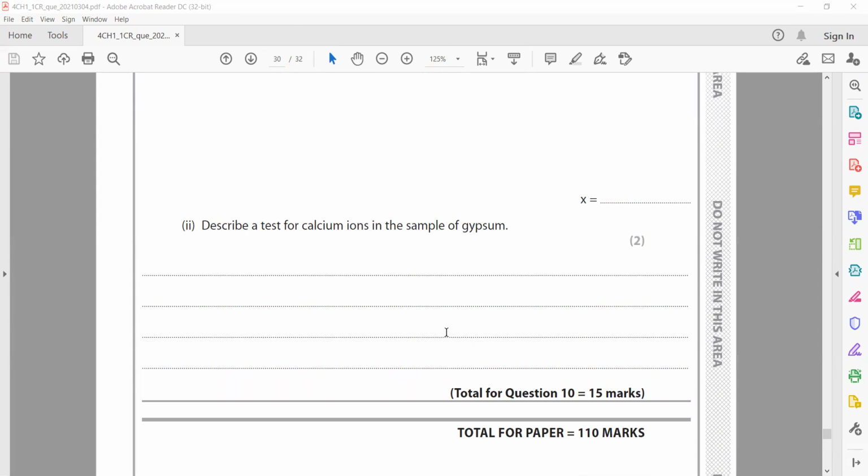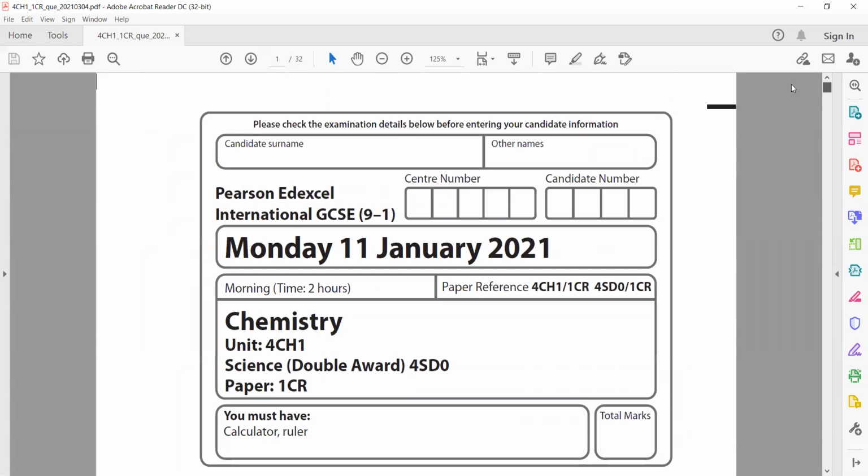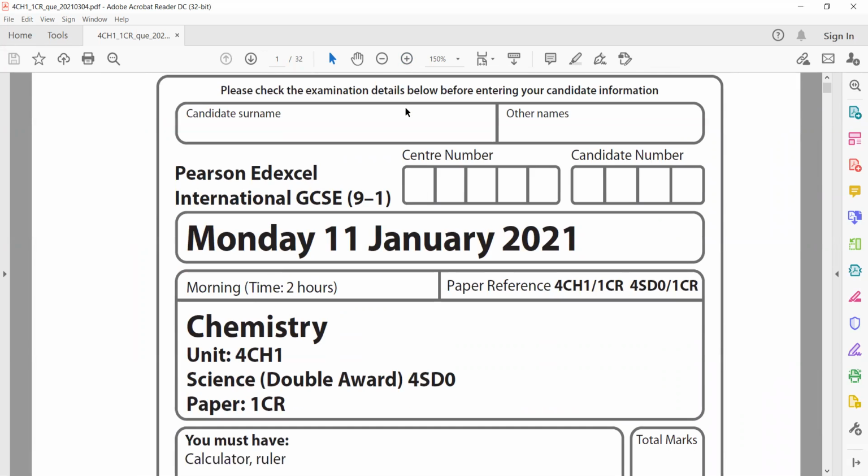Describe a test for calcium ion in a sample of gypsum. We can carry out a flame test. It will give an orange or red flame. That was the last question from January 2021 paper 1C.